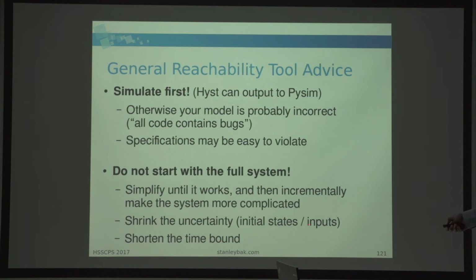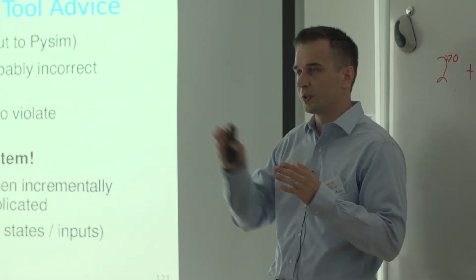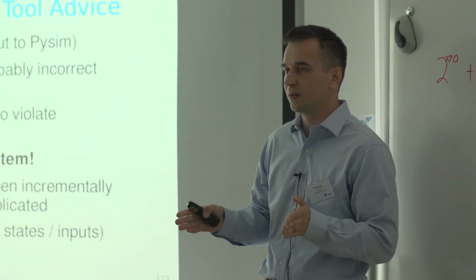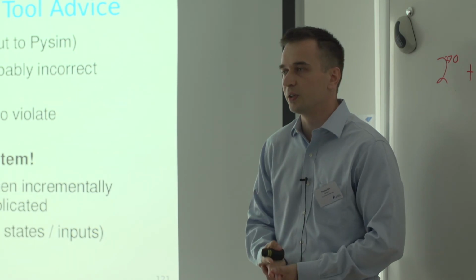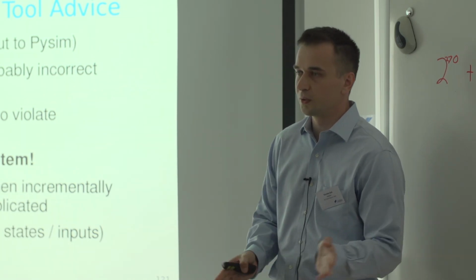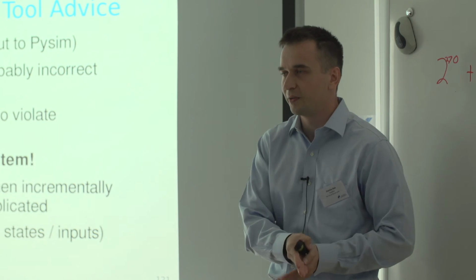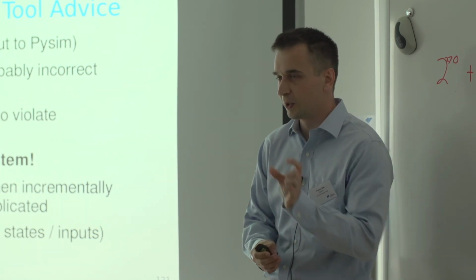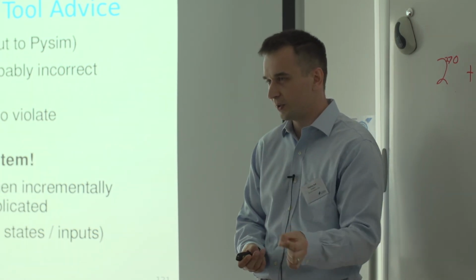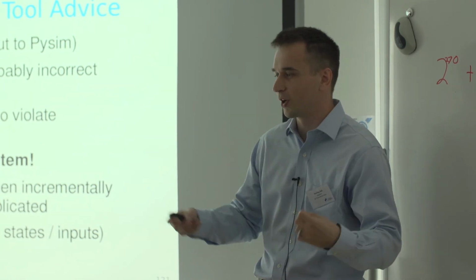Shrink the uncertainty. If you have a large initial set of states, shrink it down. Shrink down the inputs, make it a deterministic system first to start out with. And finally, shorten the time bound. A lot of these tools have errors, and the errors accumulate over time. So if you try a very long time bound, it'll tell you that the error got too large and the tool quit. So shorten it down to a very short amount of time. If you have a system with a very short time, a single point, no uncertainty, the tools should work, and you work up from there.